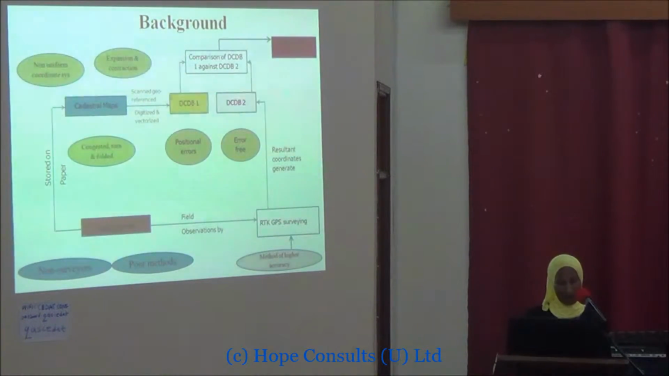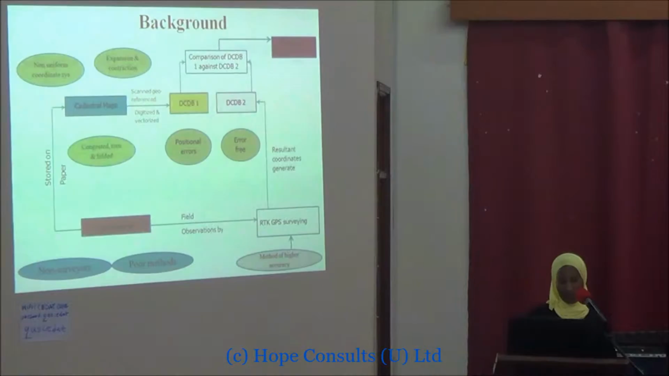So these maps were basically taken out from the land offices and then taken for computerization using scanning, georeferencing, digitizing, and then vectorization. And that gave us the first digital cadastral database, which is DCDB1. And this cadastral database has some positional errors.